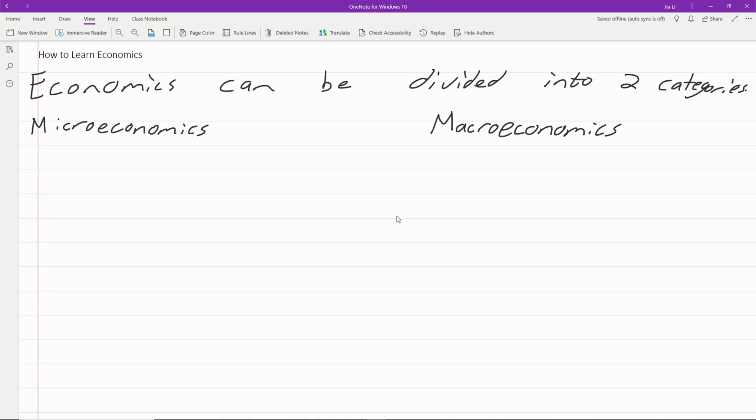Microeconomics deals with economics on the small scale. That's why it has that prefix micro in front of the word economics. Micro, of course, meaning small. So we're learning about economics on the smaller scale. And then on the opposite side, we have macroeconomics, which, as you might expect, the term macro means large scale, right? So we're learning about economics on the bigger scale.